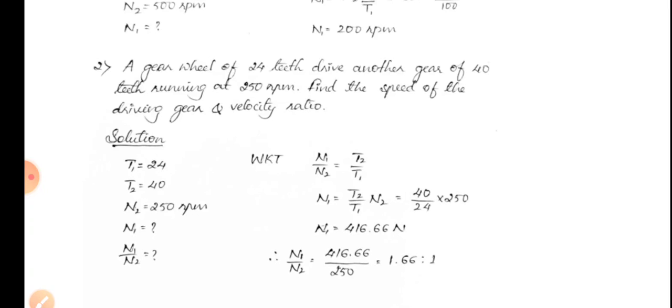Second one, again we have a gear wheel with 24 teeth driving another gear with 40 teeth. So these 24 teeth will become T1 and 40 teeth will become T2. He has given N2 as 250 rpm, N1 we need to find out. He is asking to find the speed of the driving gear and the velocity ratio. Similar to the previous problem, find out N1. Once you find N1, we have to write down the velocity ratio, that is N1 by N2 in terms of ratio, that is 1.66 to 1.